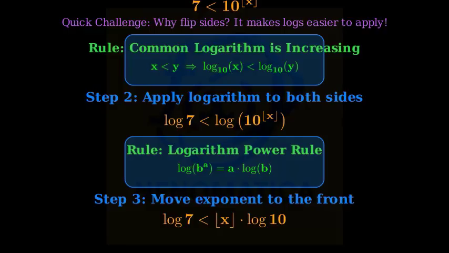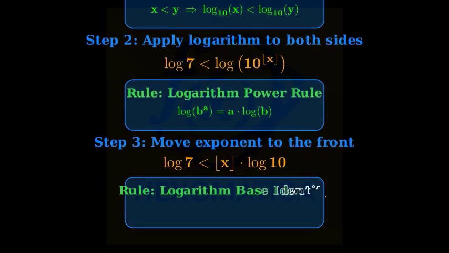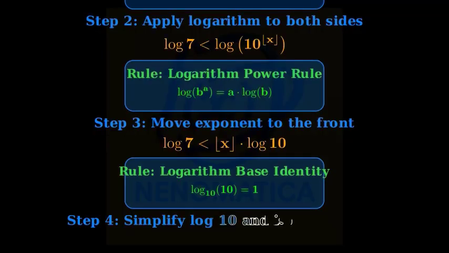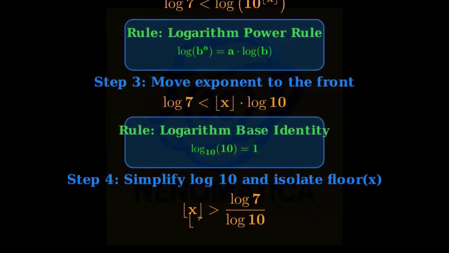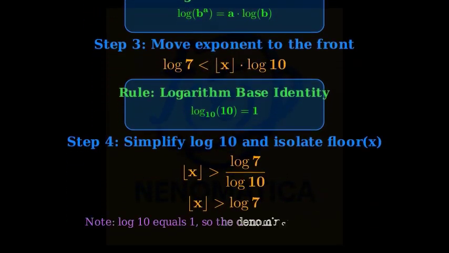Step 4. Since log base 10 of 10 equals 1, divide both sides by log 10 to isolate the floor of x. Show the rule. Write the division by log 10. Then simplify to floor of x greater than log 7.